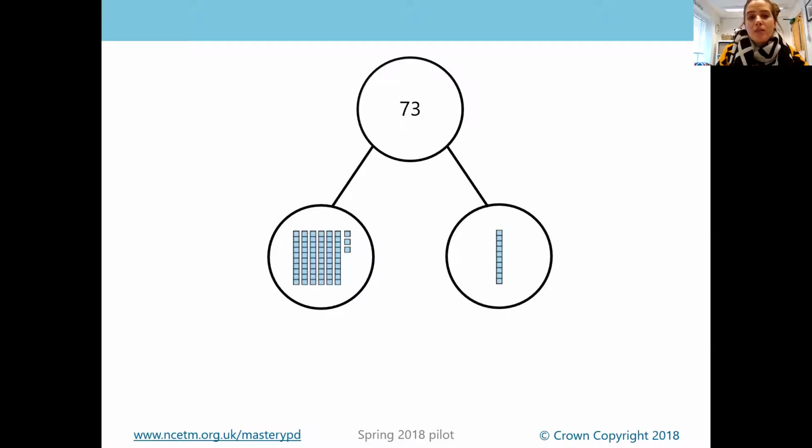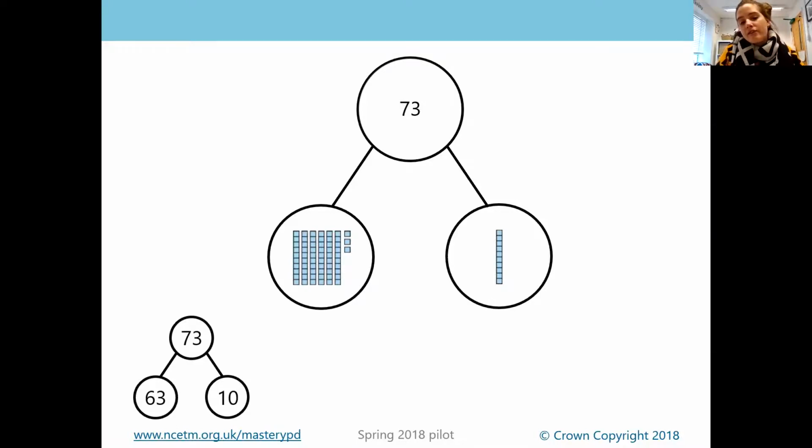I've partitioned it into what and what? 63 and 10. Now I believe we're going to think about other ways that we could partition 73. How else could we do it? So pause the video and have a little go, and then we'll come back and we'll explore the other ways.